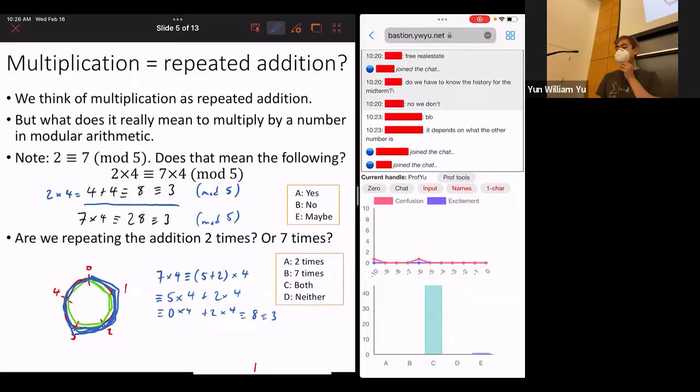Somehow, 5 times anything is just going to be 0, because 5 times anything is a multiple of 5. And so that part's going to be equal to 0. So repeating addition 2 times and repeating it 7 times doesn't make a difference.